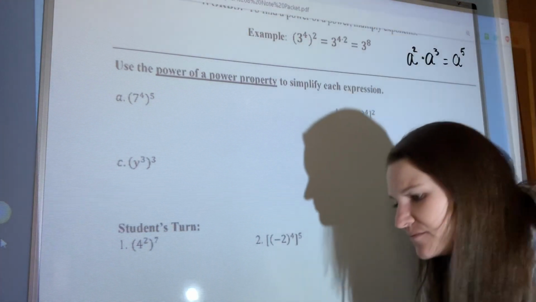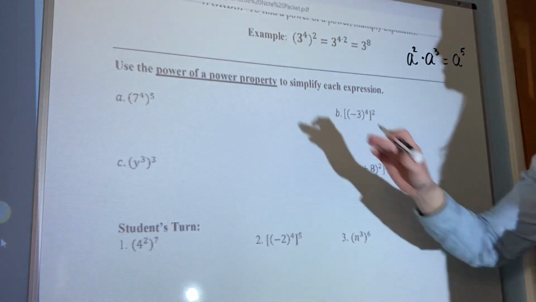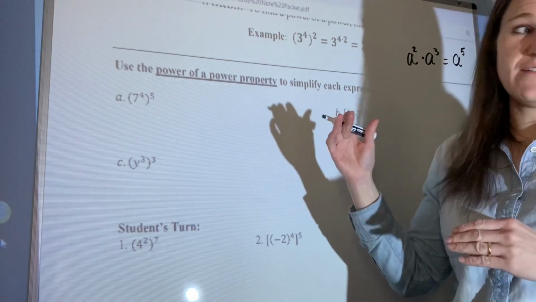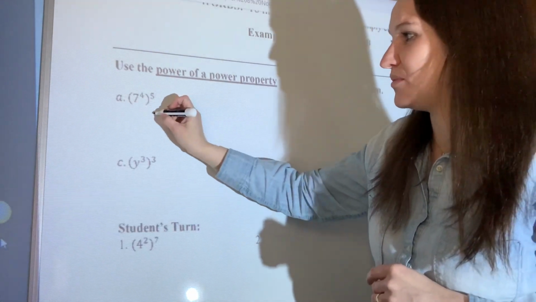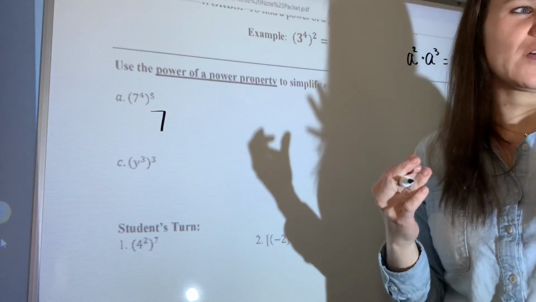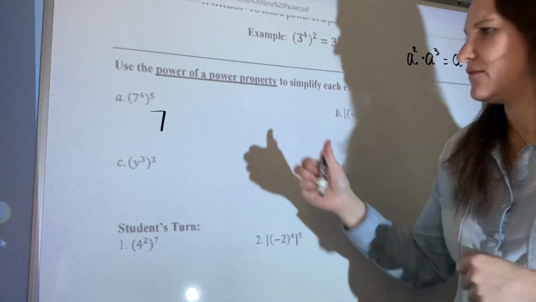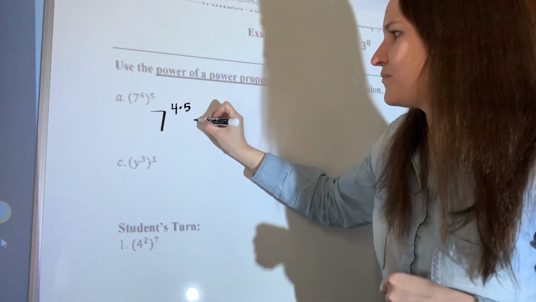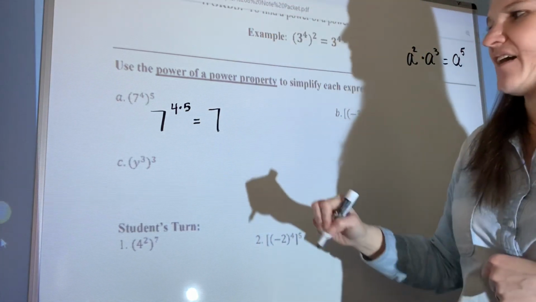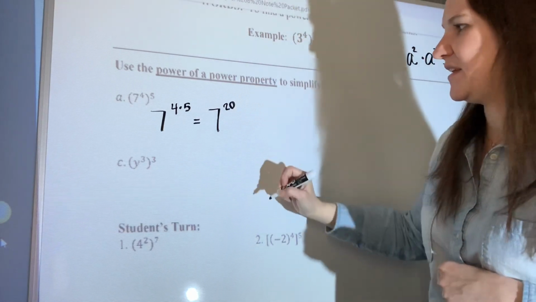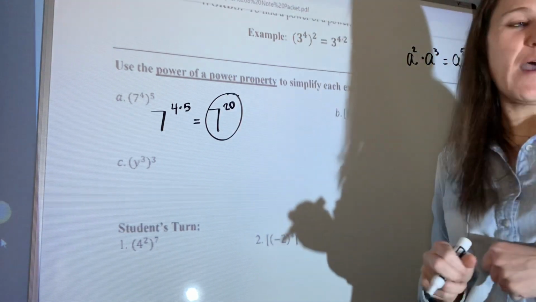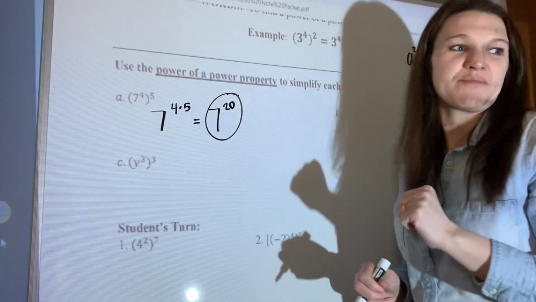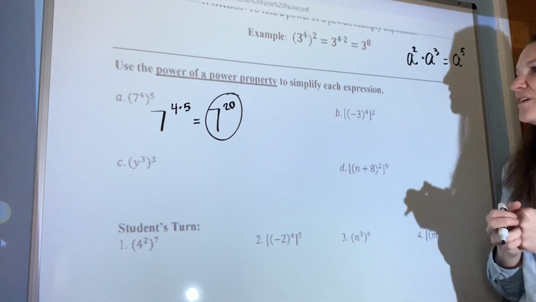All right. So our first example, letter A, has 7 to the fourth power, and then that is taken to the power of 5. We know that we are going to multiply. So I'm just going to show you all the work, but the end result's really what I'm looking for. So 7 to the fourth times 5. We know that 4 times 5 gives me 20. So my final answer, 7 to the 20th power. Notice that the base stays exactly the same. My base in this case was 7.